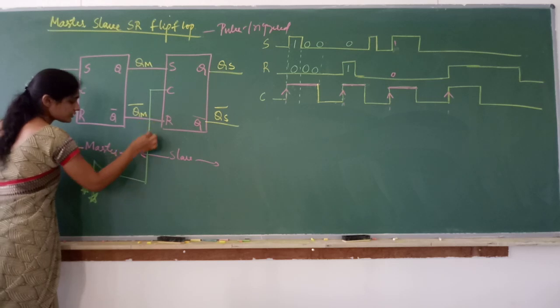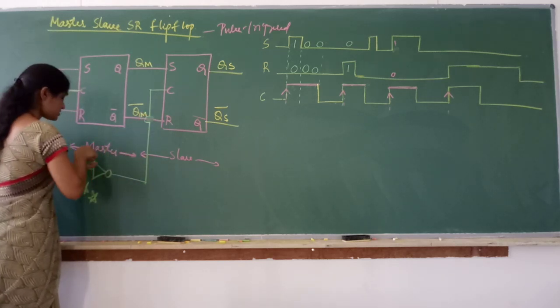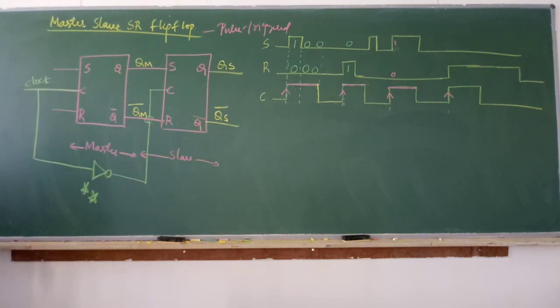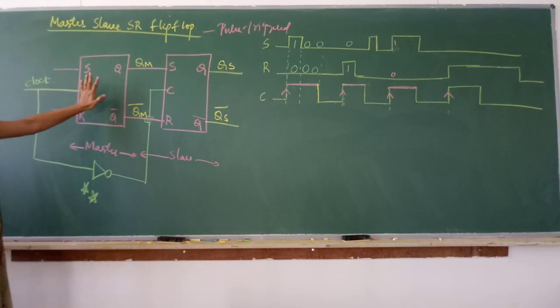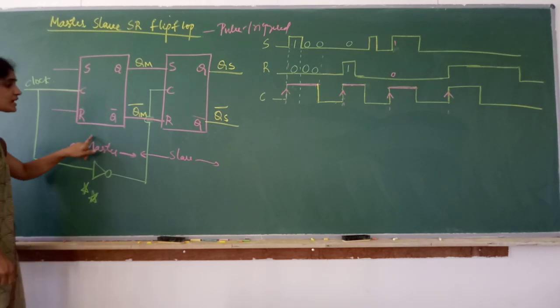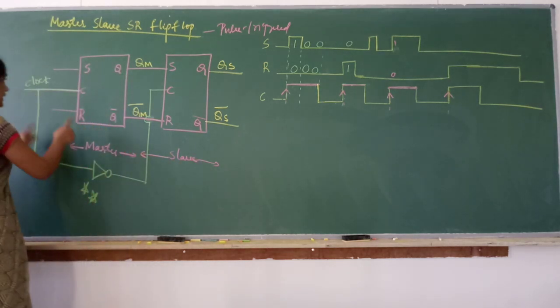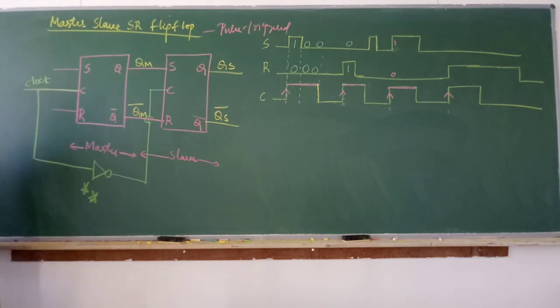The clock is connected through a NOT gate. So this is the circuit of the master-slave SR flip-flop. We know the circuit of an SR flip-flop, so we need not write it here. The logic symbol is enough. This is going to be the master, and this is going to be the slave. Very important, the clock is connected through a NOT gate to the slave. This is the logic diagram of the master-slave SR flip-flop.